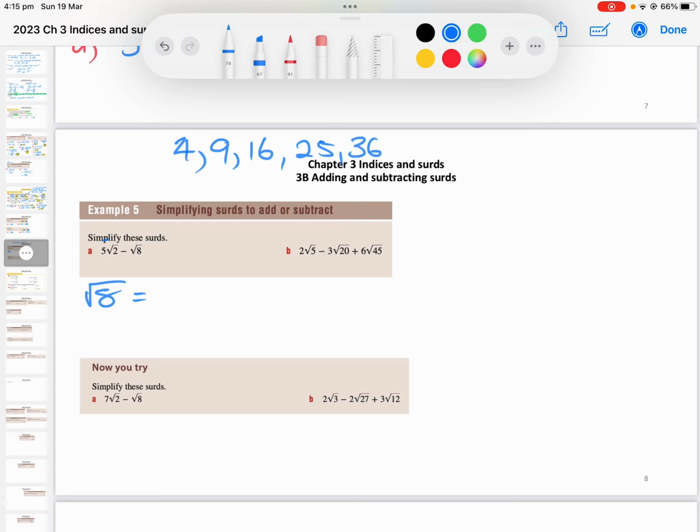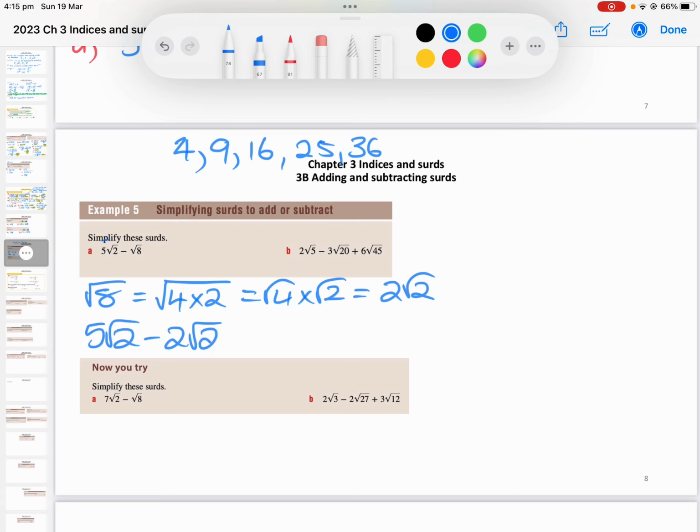Well, I'm thinking 4 times 2. So I could write this as the square root of 4 times 2 or 2 root 2. So this one is actually the same as 5 root 2, take away 2 root 2, which is 3 root 2.